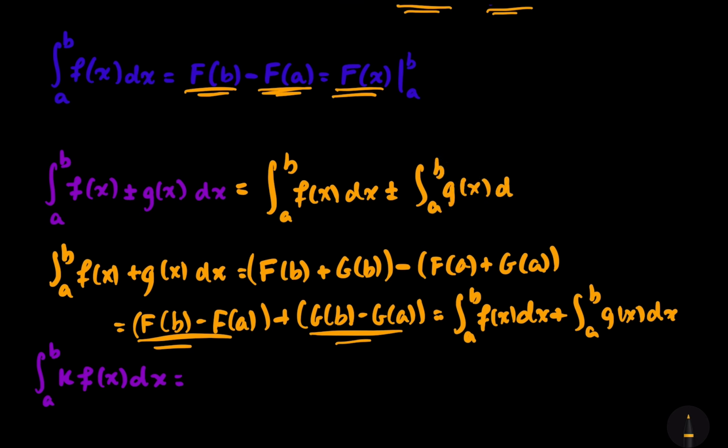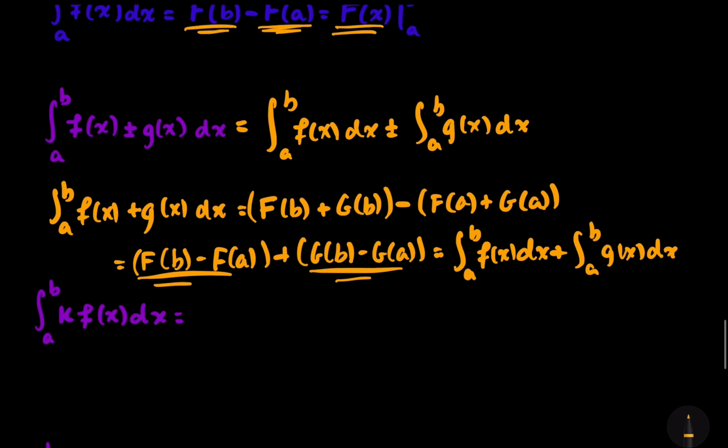So whenever you have the sum or the difference of two functions, then you can actually separate the integrals. And it only holds for the sum or the difference, not for the product or the quotient. You can prove it for the negative case if you would like. It's basically the same proof.